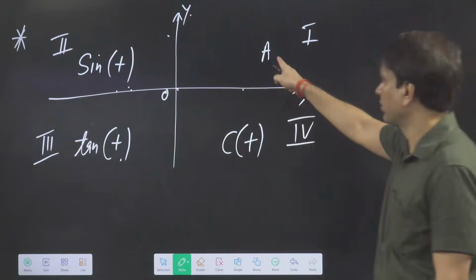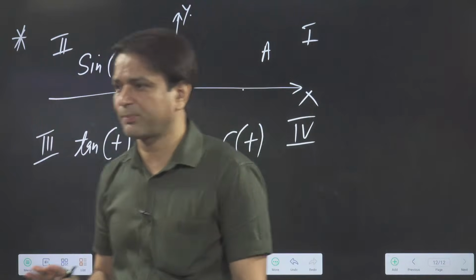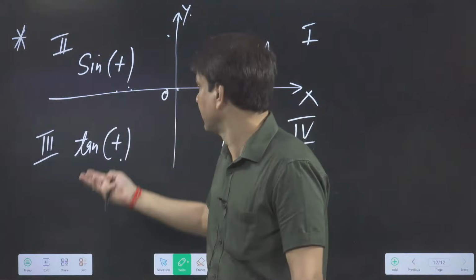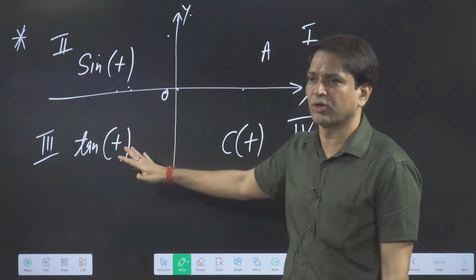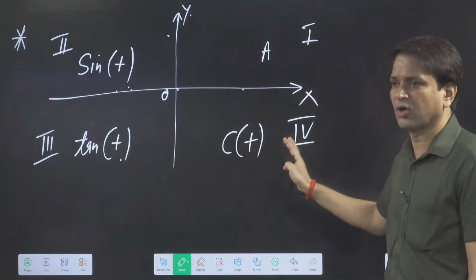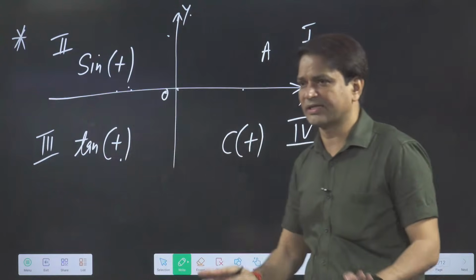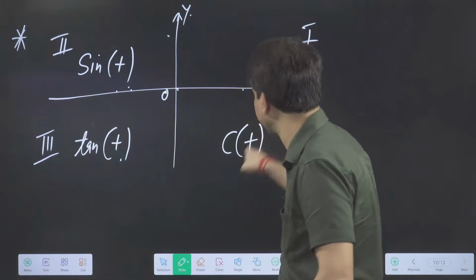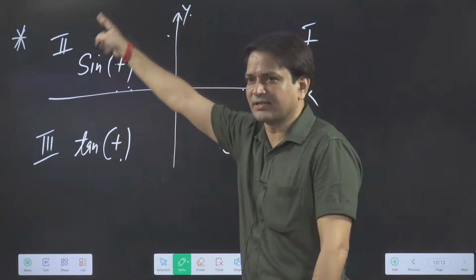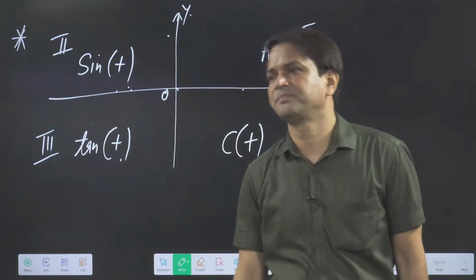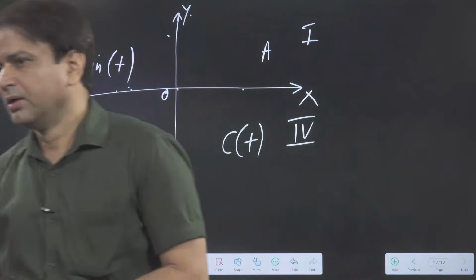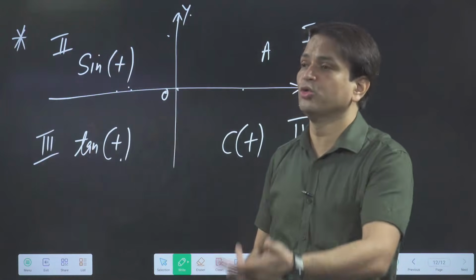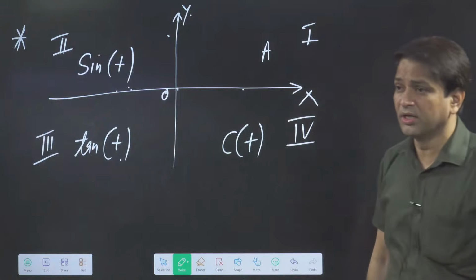So in the first quadrant, all trigonometric ratios are positive. In the second quadrant, sine and its reciprocal are positive. In the third quadrant, tan and its reciprocal are positive. And in the fourth quadrant, cos and its reciprocal are positive. I think everybody knows this. Is somebody memorizing the ASTC rule, or memorizing All Silver Teacup? Everybody knows the rule. But how to use it? What is the meaning of this rule?